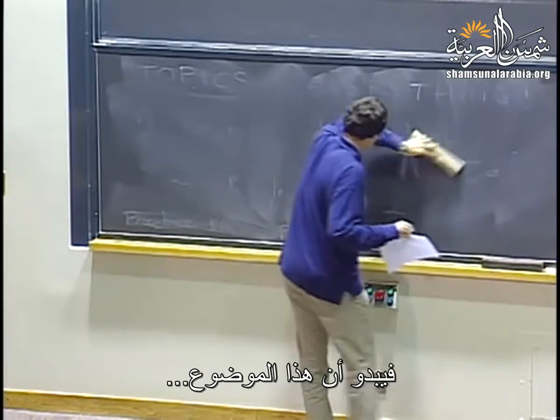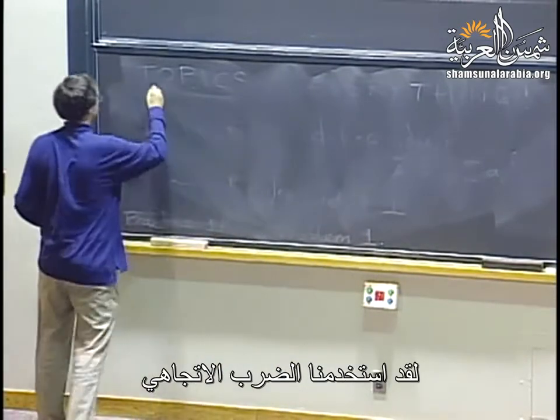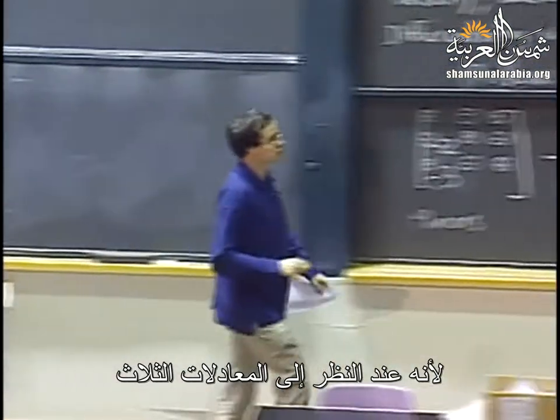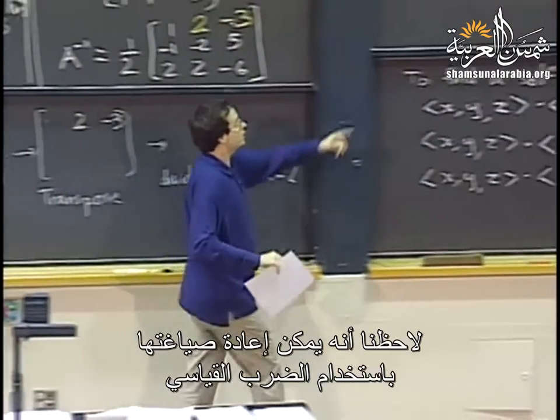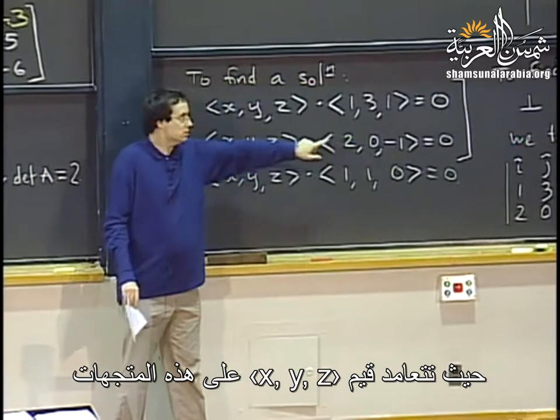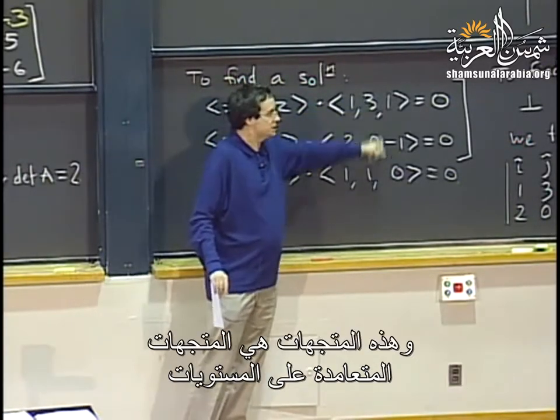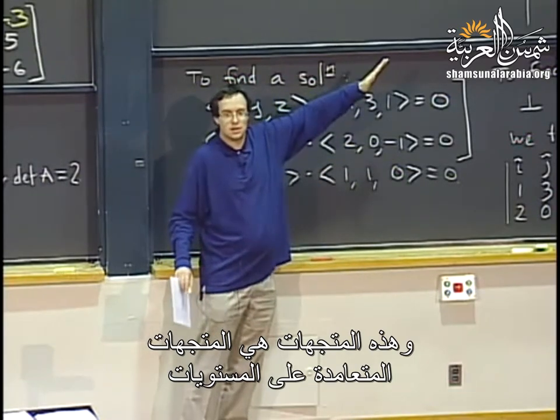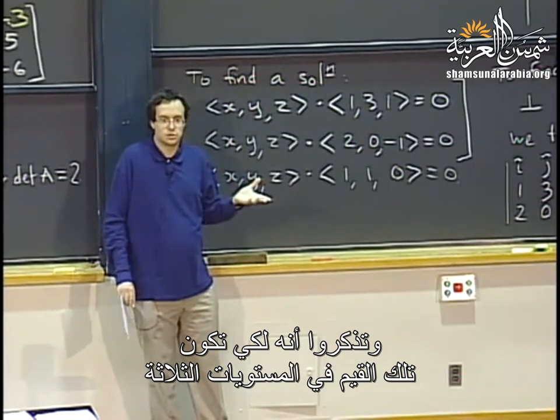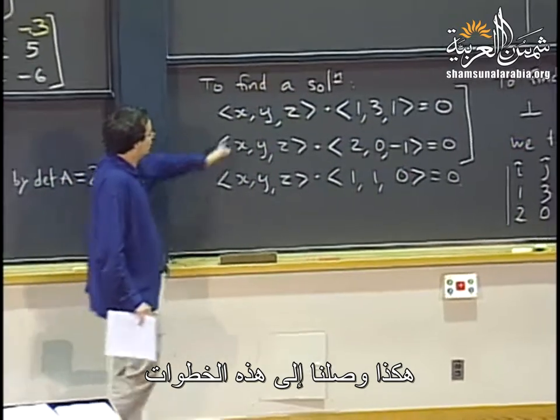Okay. So first of all, why did I take that cross product again? I took that cross product because I looked at my three equations, and I observed that they can be reformulated in terms of these dot products. This says XYZ is perpendicular to these vectors, and these are the normal vectors to the planes. Remember, to be in all three planes, it needs to be perpendicular to the normal vectors. So that's how we got here.